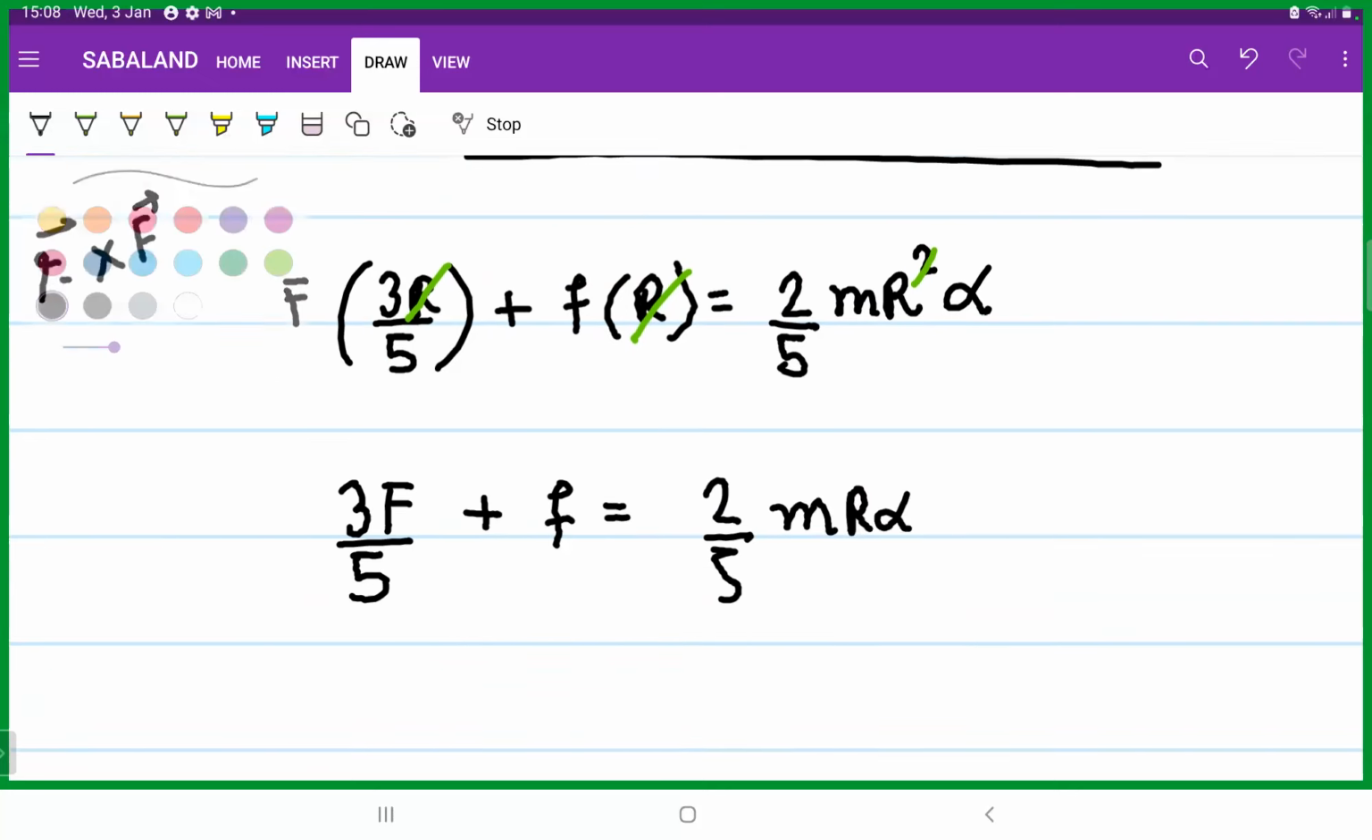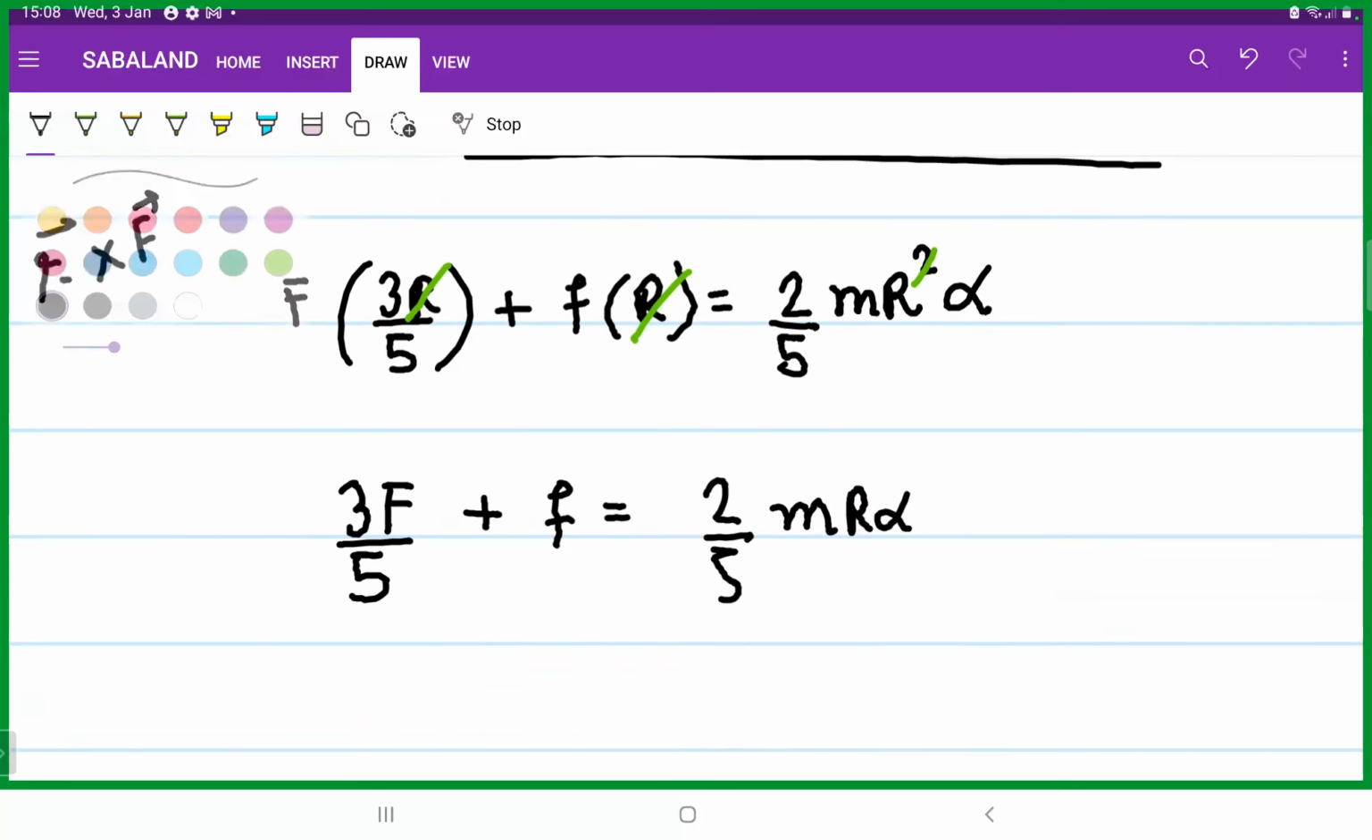Multiplying both sides by 5, we have 3F plus 5 small f equal to 2m r alpha. This solid sphere is undergoing pure rolling, so we know that the acceleration of the center of mass a_COM will be equal to r alpha. So we can write this as a, and we have our first equation, capital F minus small f equal to ma.